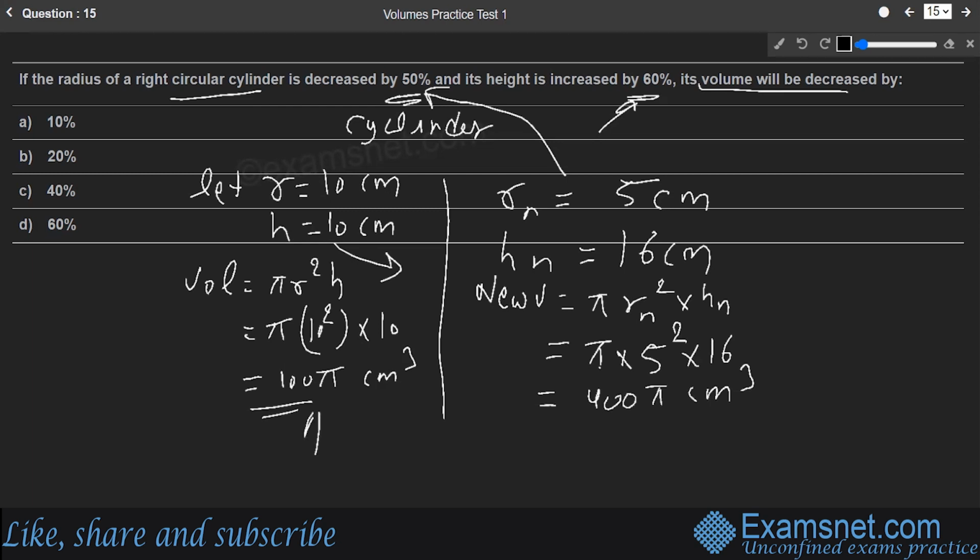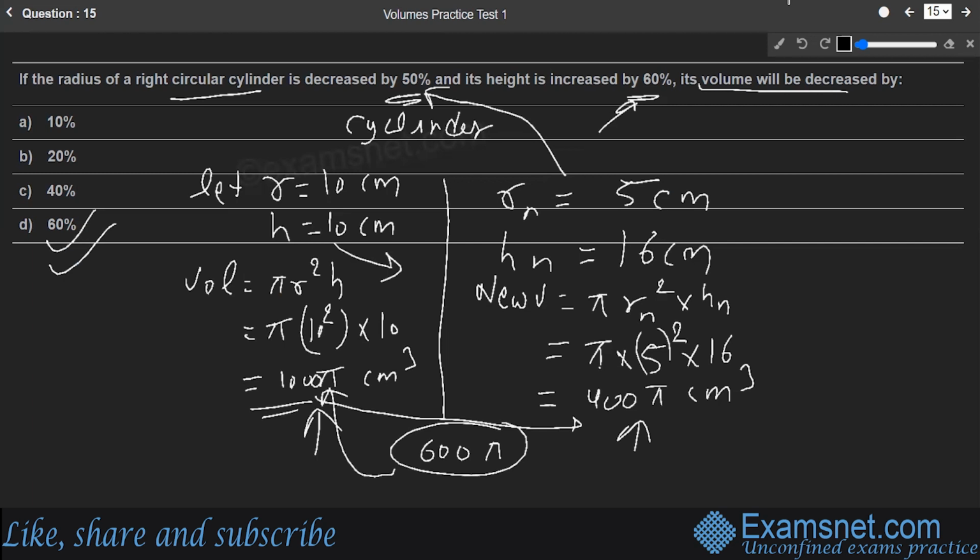So the original volume is 1000 pi, since 10 square into 10 is 1000 pi, and the new volume is 400 pi. He wants us to calculate by how much its volume will be decreased. From 1000 pi to 400 pi, there is a decrement of 600 pi. And 600 pi of 1000 pi is 60%. So clearly the volume has been decreased by 60%, which is available in option number D, becomes the right answer.